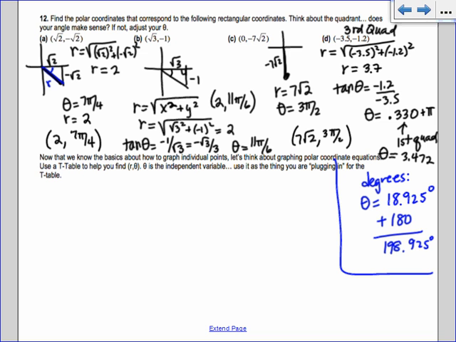Just kind of look and see: if I said put it in radians, put it in radians. If I said put it in degrees, put it in degrees. If I didn't say, I don't care. You can put it in either one.